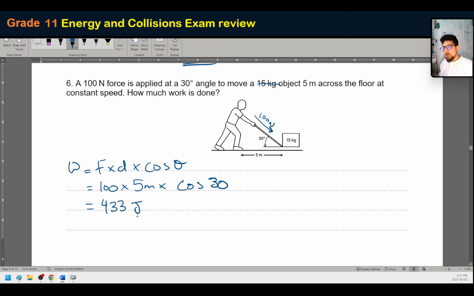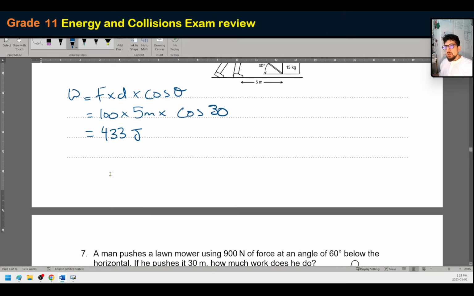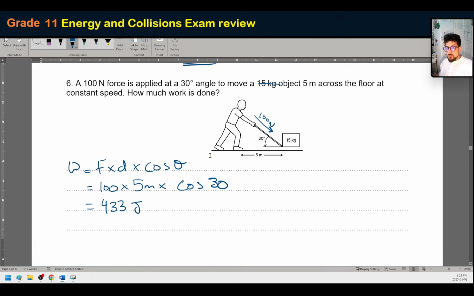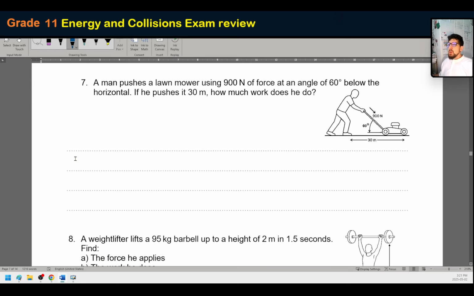Okay, and always check your units. And remember, the way we answer these is we write the formula, we show the working out, and we put the answer with the units. Okay, don't forget the answer and the units.